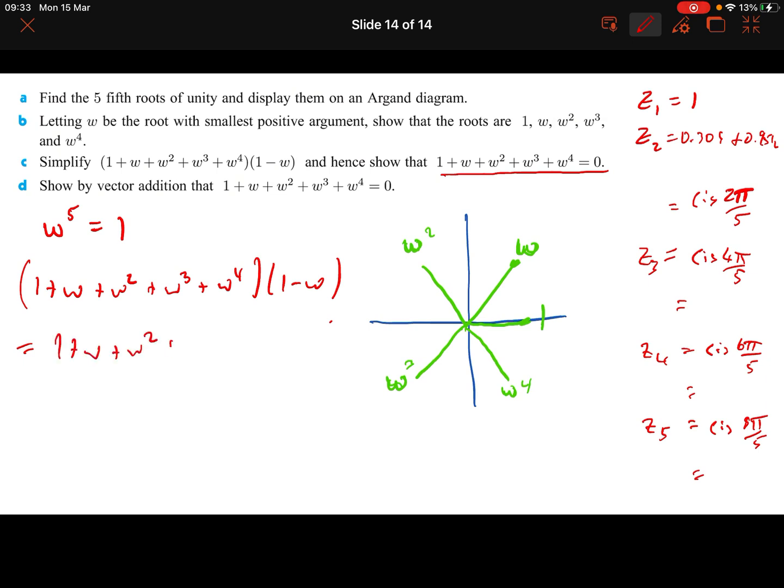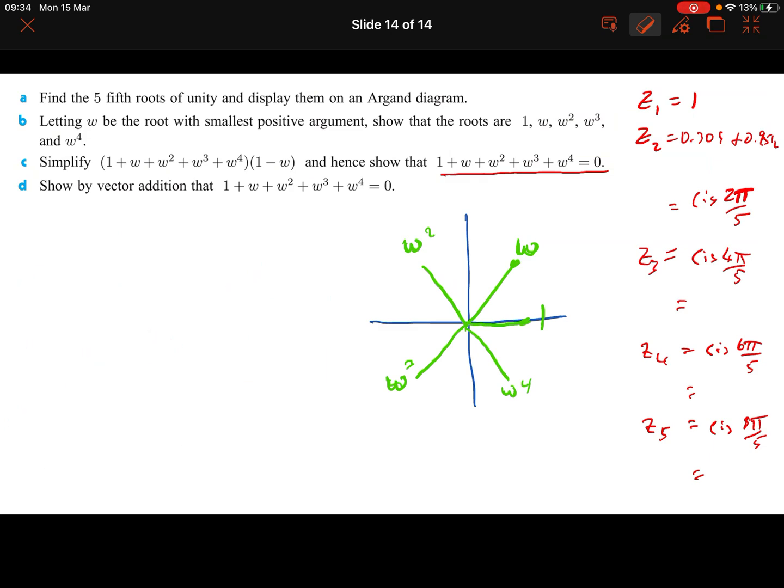You're going to get 1 plus W plus W squared plus W cubed plus W to the 4, minus W, minus W squared, minus W cubed, minus W to the 4, minus W to the 5. You're going to end up with 1 minus W to the power of 5. Okay, and so this actually is the same thing. So we can basically say that if I let this be equal to 0, we're actually solving the same equation.